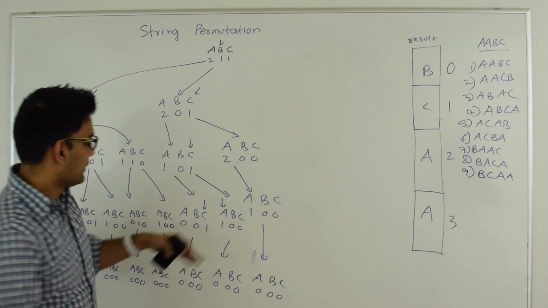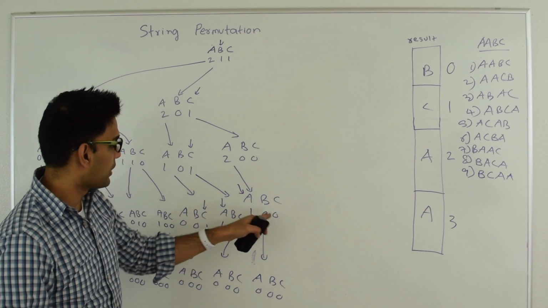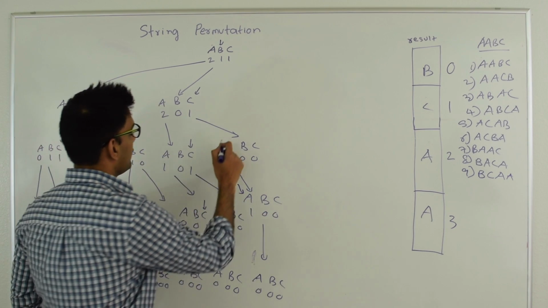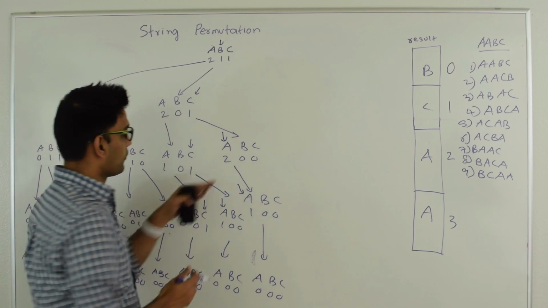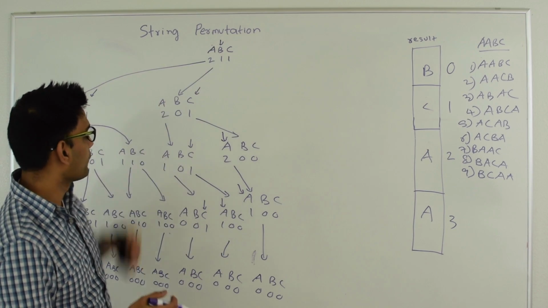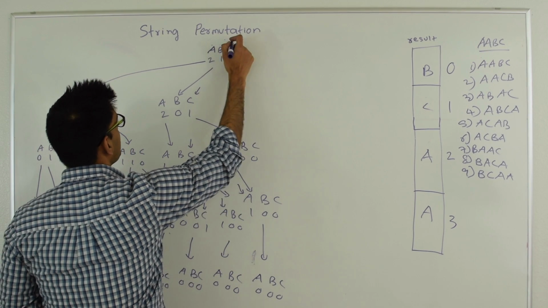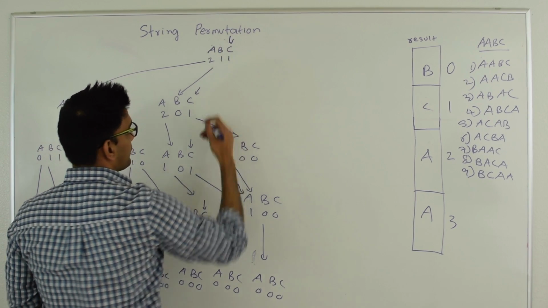And then we went into the recursion from here. There are no more available characters here, so we come back here. And after A there are no more available characters, so we come back here. After C there are no characters, so we go back to the top. And now we go from B to C, and repeat the same process.